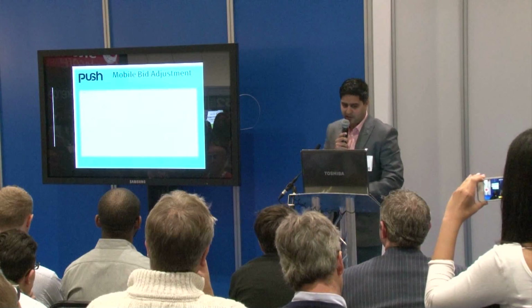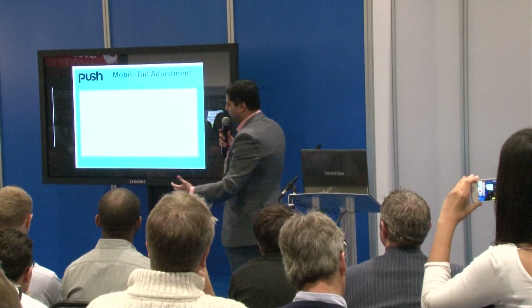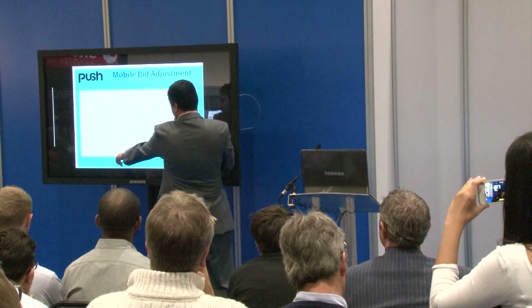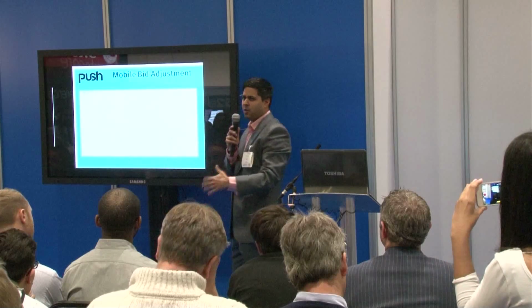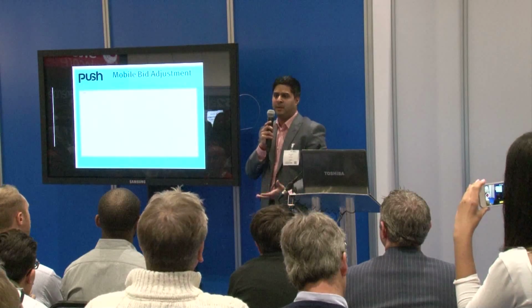With that data, you can then start saying, on mobile, I want to start bidding more aggressively. Because I know that my CPAs are lower and I'm paying less than a lead, I actually don't mind being more aggressive.